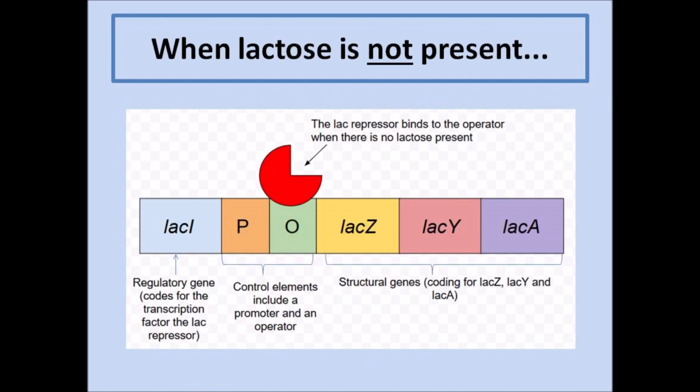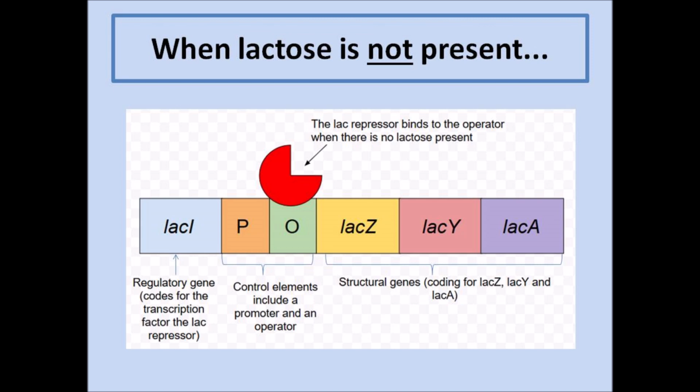So this is what the Lac Operon looks like. We've got the Lac I, which is the regulatory gene. It codes for a transcription factor called the Lac repressor. We've got the control elements, so the promoter and the operator. And we've got the 3 structural genes, Lac Z, Lac Y and Lac A.